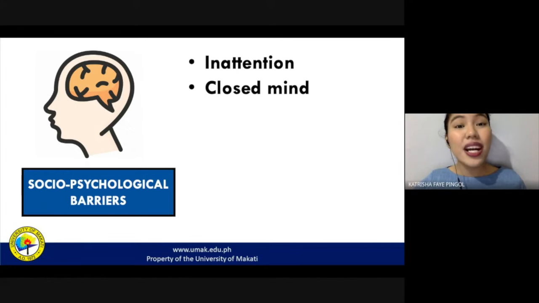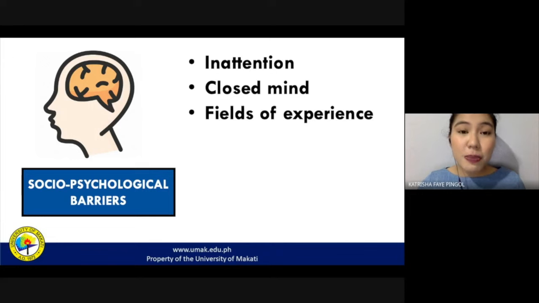Another thing is having a closed mind. When your mind is boxed in a certain belief or certain ideal, then understanding other people, especially their points of view, might be difficult for you. Another specific example of social psychological barriers is your fields of experience. Remember that people hail from different backgrounds. We came from different families, different religions, different experiences. So our fields of experience also vary. What you may have experienced may not have been experienced by someone else.